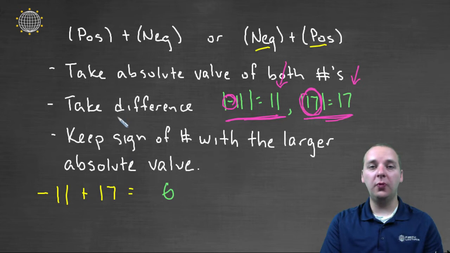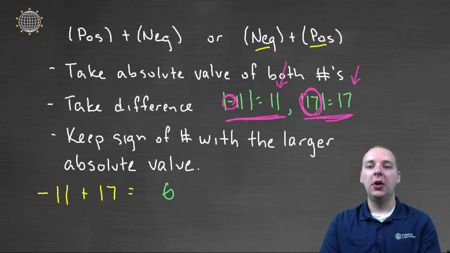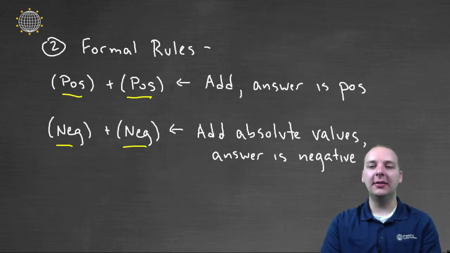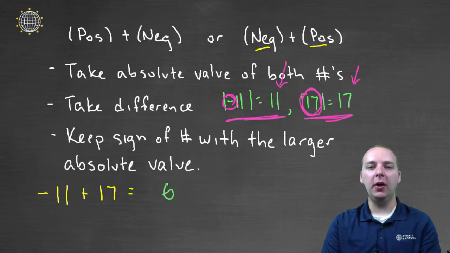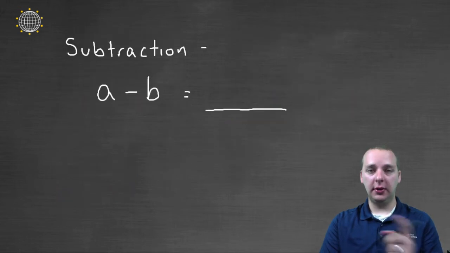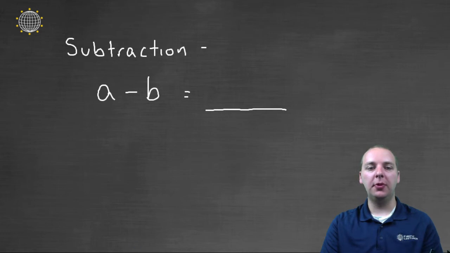And this way works very well. But as you can see, there are a number of steps. So this way takes quite a bit of practice, where thinking about the money example is a little bit more intuitive. All right, let's wrap up with subtraction, and then we'll do a couple of examples.